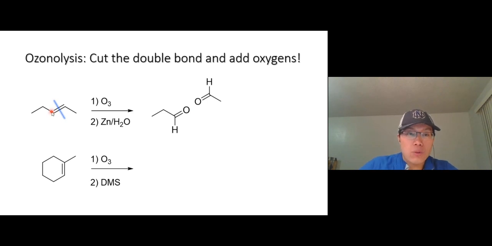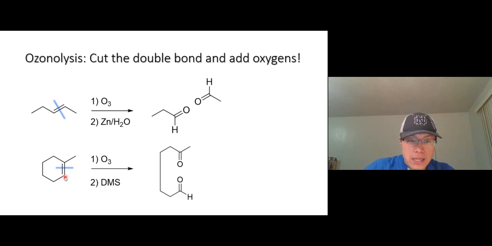This carbon got 1 hydrogen here. This carbon got 1 hydrogen there. So I'm showing hydrogen atoms. This is an aldehyde, and this is an aldehyde. Same thing here. What do we get? Add ozone and DMS. DMS does the same thing as zinc and water. So cut the bond like that, and you should get this compound. Notice that this carbon here got 1 hydrogen on it.